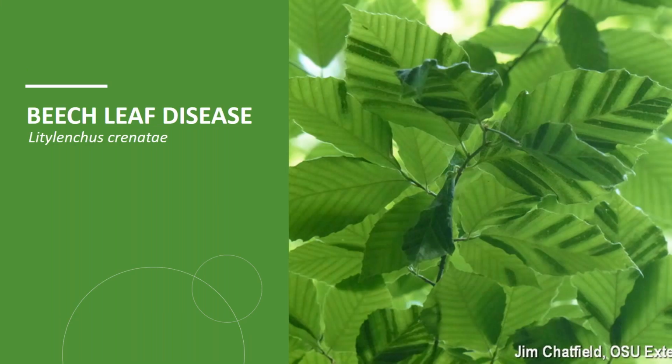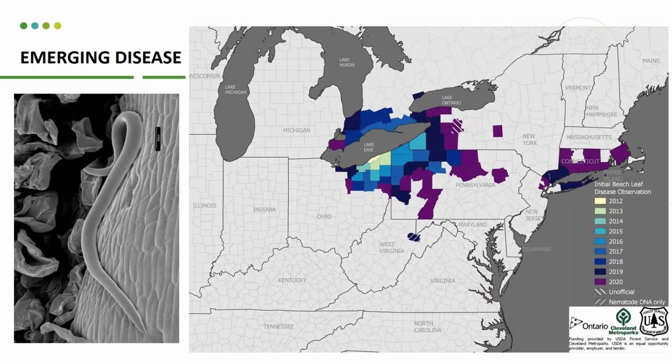All right, moving on to our next disease, beech leaf disease. This is a brand new disease to Massachusetts. It is a fairly newly identified disease in general. It was first identified in 2012 out in Lake County in Ohio. Someone working out in the metro parks there noticed some weird looking damage on their beech. At first they thought maybe it was drought stress, maybe it was insects. And it took until 2016 to confirm that it was actually being caused by a nematode.